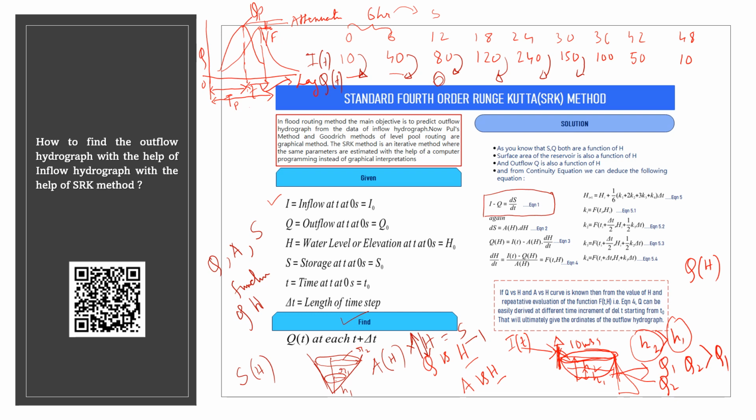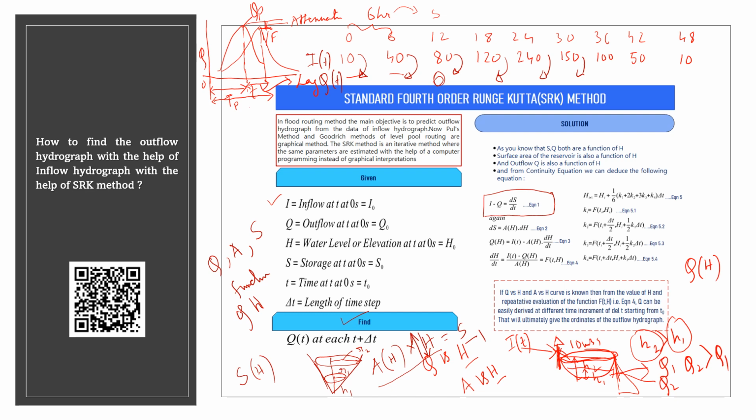Both I and Q change with time, certainly. So storage also changes with time. This is actually from the continuity equation. Now again, I have just discussed that if you multiply surface area with the water level, you will have the storage. So this is what they are saying.